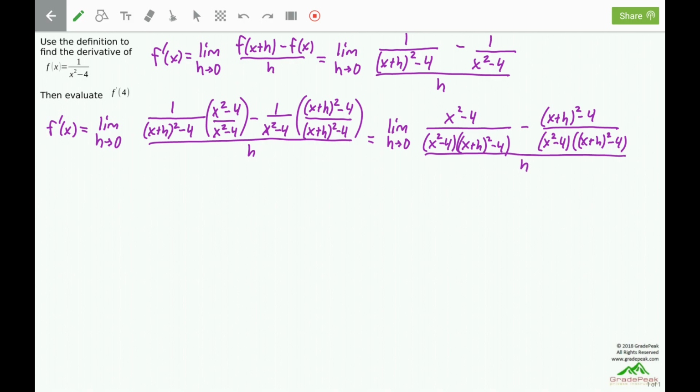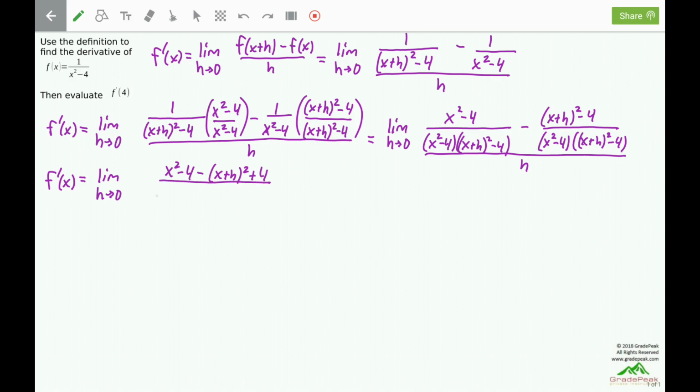The next step is to combine those fractions. Since we have a subtraction, that negative is going to distribute onto both of those terms in the numerator, so be careful to do that. So f prime of x equals the limit as h goes to 0 of x squared minus 4 minus x plus h squared, and then minus a negative, so plus 4. We have to distribute that minus sign.